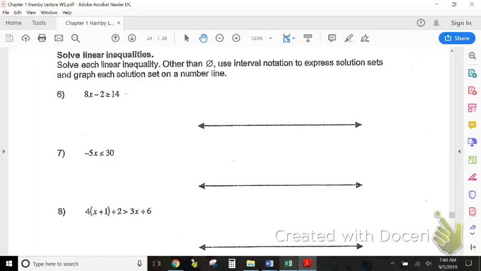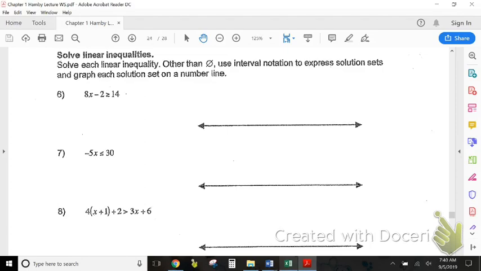Right, so solving linear inequalities. It says to solve each linear inequality other than our no solution ones, we will use interval notation to express the solution sets and graph each solution set on a number line. Remember, what's the only difference between solving an equation versus solving an inequality? Yeah, when you multiply or divide by a negative number, you have to flip the inequality symbol.